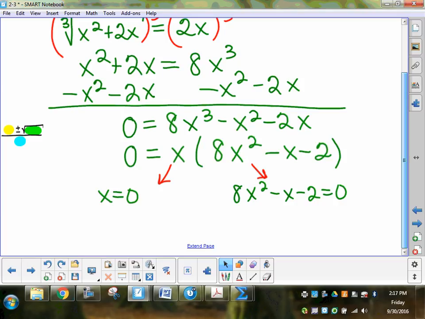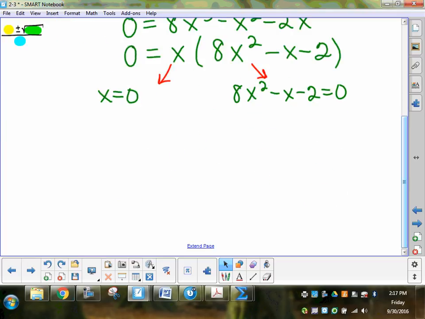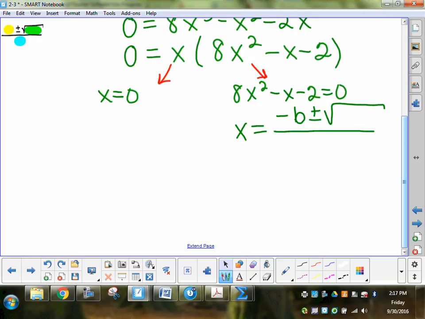Did you have Miss Shahada? Who had Miss Shahada? She make you sing this song? All right. See, here we go. Here's your quadratic formula. X is equal to negative b plus or minus the square root of b squared minus 4 times a times c all over 2a.